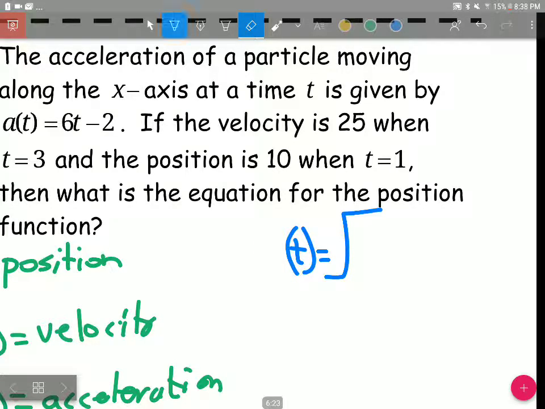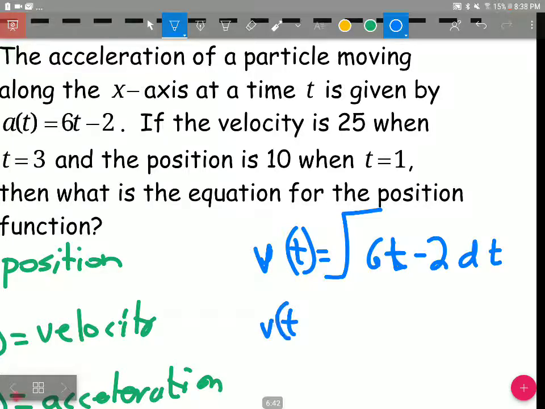The velocity at time t is going to equal the antiderivative of 6t minus 2 dt. And if you're not already putting serifs on your t's like this, you probably should start. Otherwise, you're going to get really lost really quick. So the velocity at any given time is going to equal 3t squared minus 2t plus a constant c.